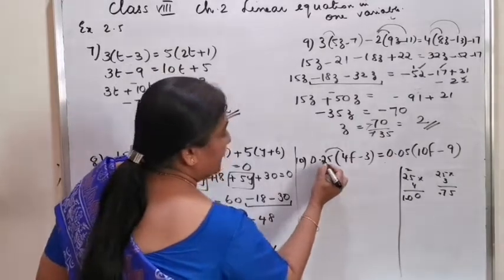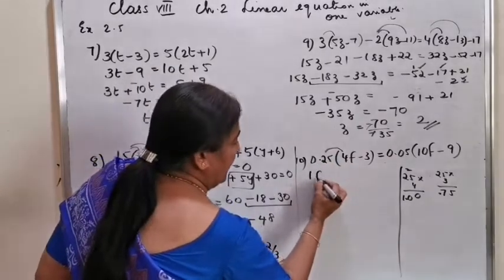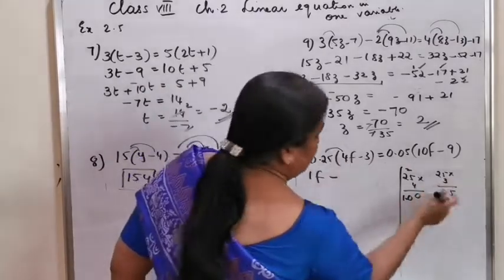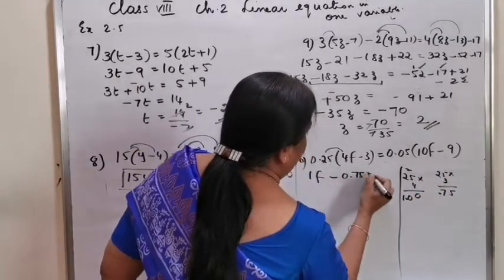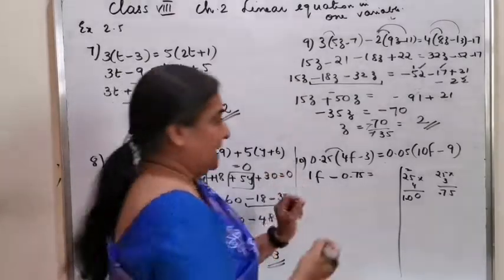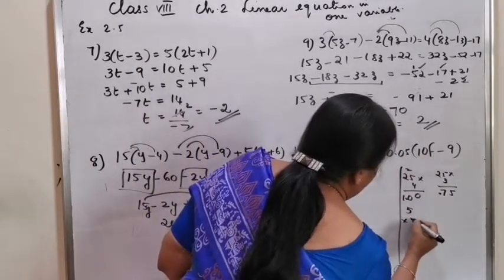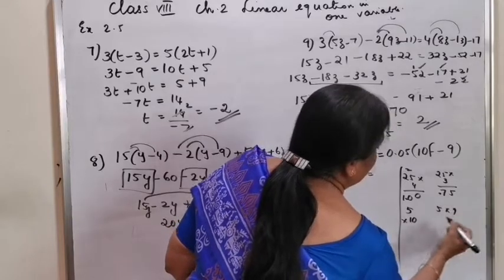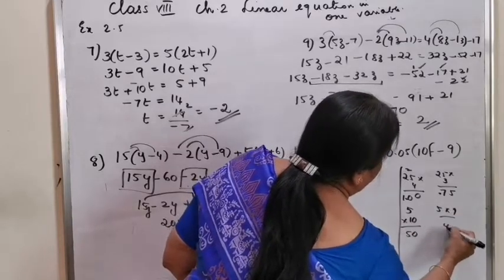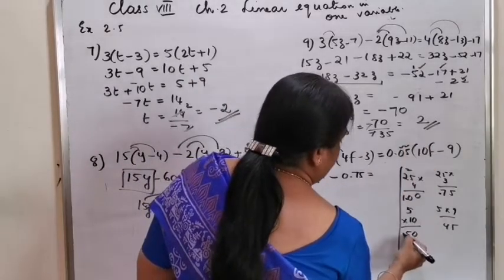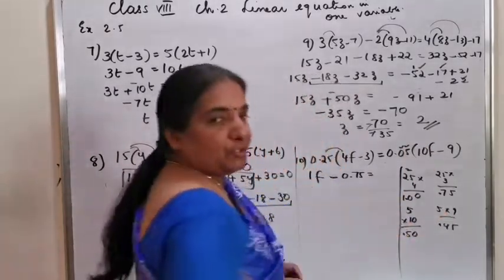So that is 0.25 into 4 is 1f minus 0.25 into 3 is 0.75 is equal to. Similarly, 0.05, so you just multiply 5 into 10 and 5 into 9. It is 50 and 45. In the answer, 2 decimal places. Here 2 decimal places, here also 2 decimal places.